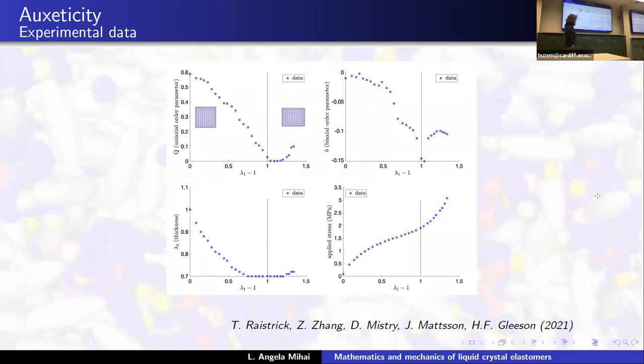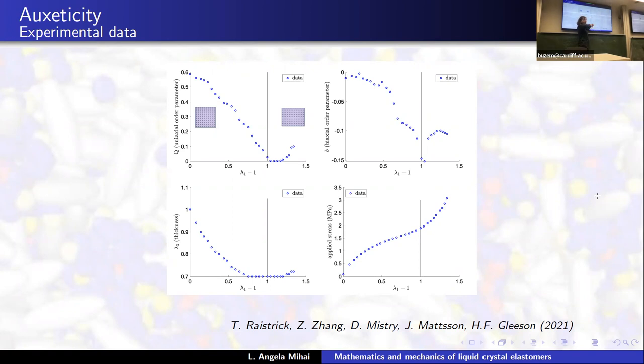Initially the director is oriented vertically and then it remains vertical. The director does not change, but the order parameter changes. Q decreases. Q equal to one corresponds to perfect order. Q equals zero corresponds to isotropic disorder. So although the nematic director still remains oriented as it was in the reference configuration, the order parameter decreases.